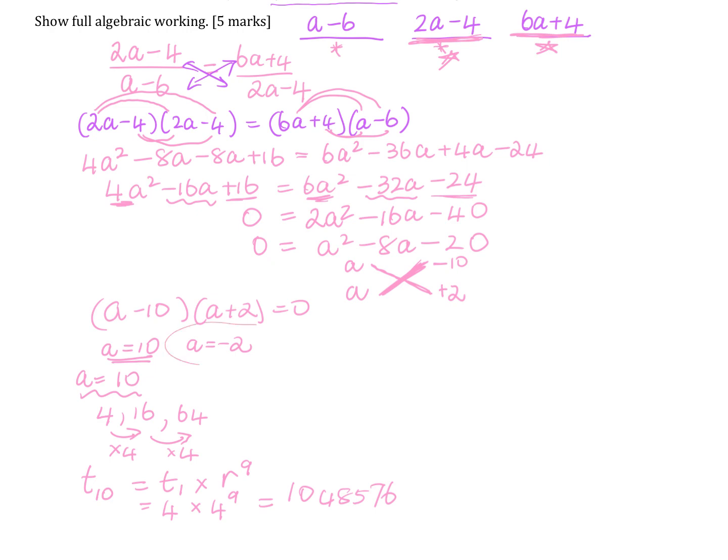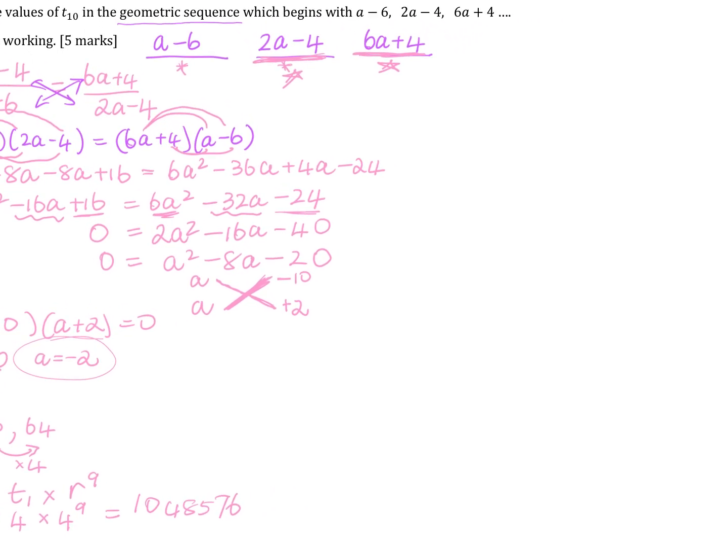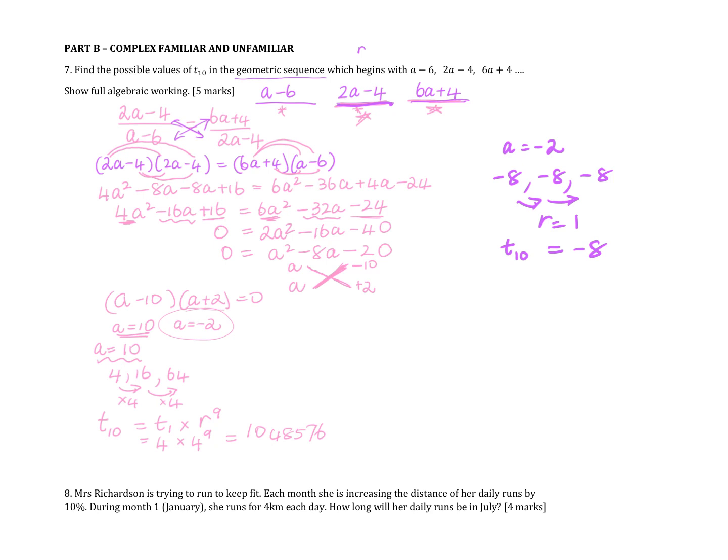But we've got another solution, and that's this one here, if a is negative 2. If a is equal to negative 2, we've got minus 2 minus 6, which is minus 8. 2a minus 4 is minus 8. 6a, minus 12 plus 4 is also minus 8. So in this case, r is 1. Every single term in the sequence is the same. So term 10 is also going to be negative 8. Now, for that one there, we need all of that working. We need 2 solutions. So that's one I think you probably need to work through again because very few people got full marks for that.